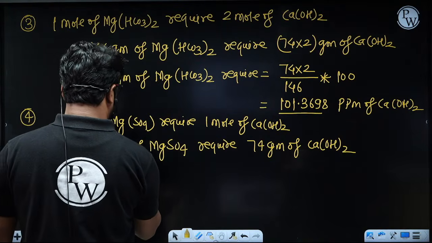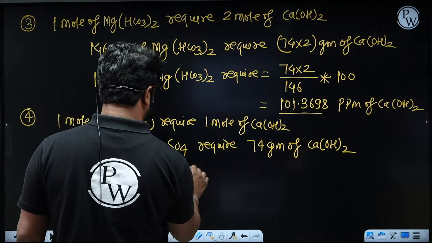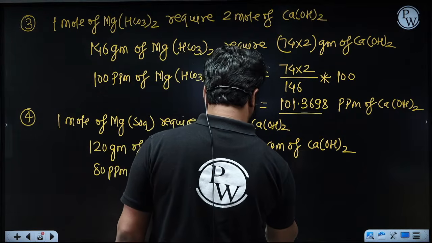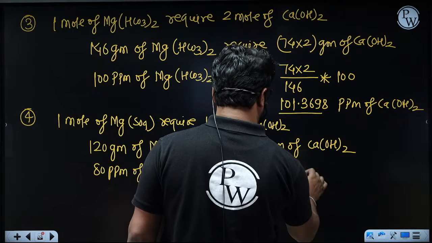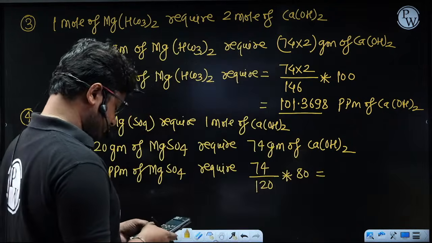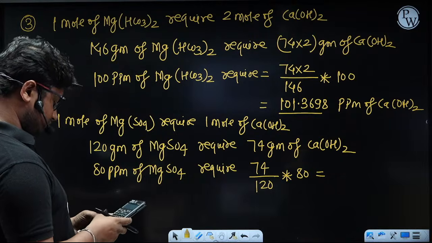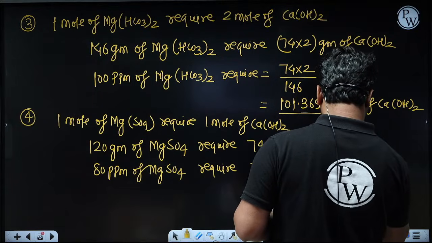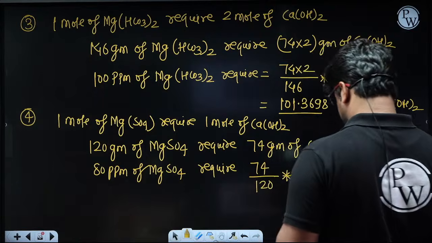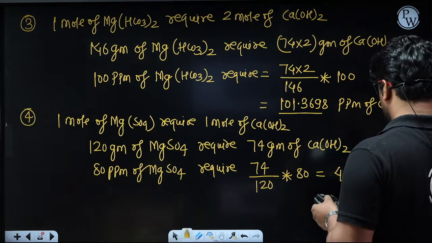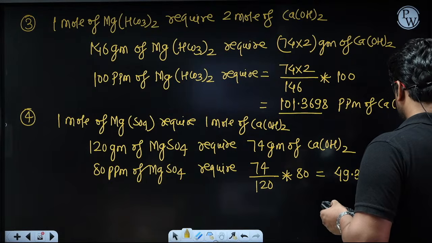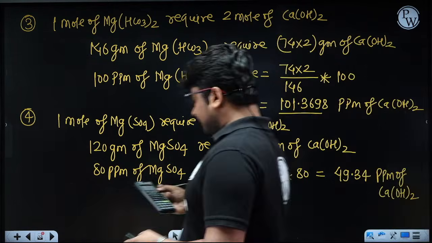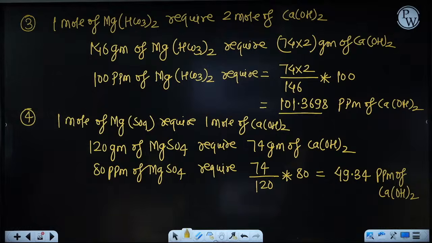So 80 ppm of MgSO4 will require 74 divided by 120 into 80. How much will it be? 49.34 ppm.